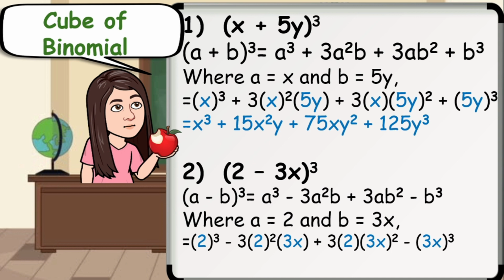Simplifying it, we have 2 cubed is 8, minus 2 squared is 4 times 3 times 3x is 36x, plus 3x squared is 9x squared times 3 times 2 is equal to 54x squared, minus 3x cubed is equal to 27x cubed. So therefore, the cube of binomial 2 minus 3x is equal to 8 minus 36x plus 54x squared minus 27x cubed.